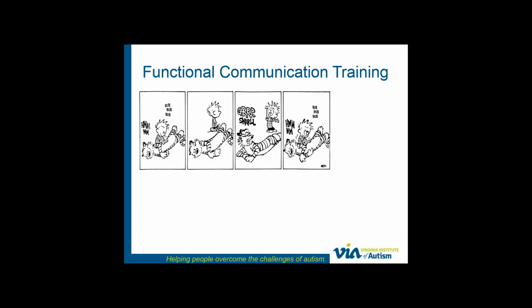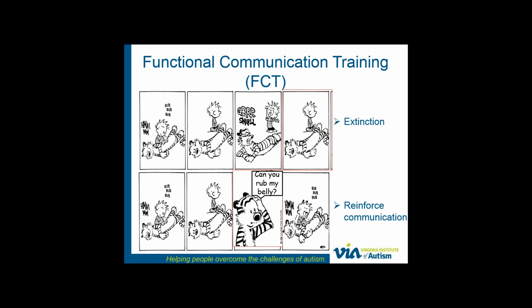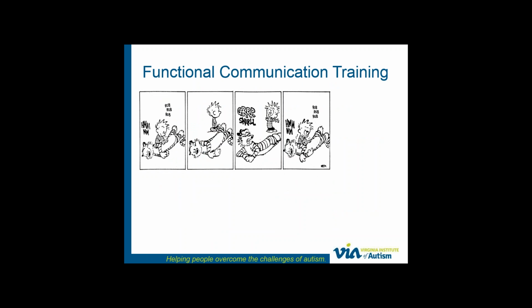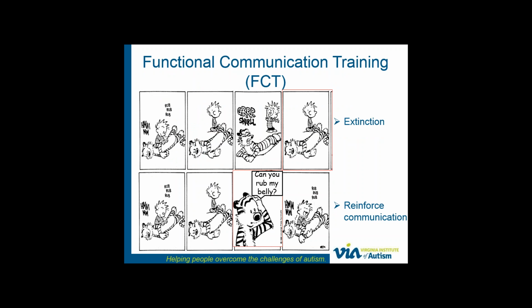this is the example from last week where Hobbs was growling to get Calvin's attention from like rubbing. This functional communication training is one of my favorite differential reinforcement strategies where you teach a child to communicate instead of engaging in problem behavior. So Hobbs here was growling to get access to rubbing. Now that's on extinction. Calvin's not coming back. And then he's only coming back to rub his belly if he says, "Can you rub my belly?" So Calvin's more likely in the future to say, "Can you rub my belly?" instead of growling.